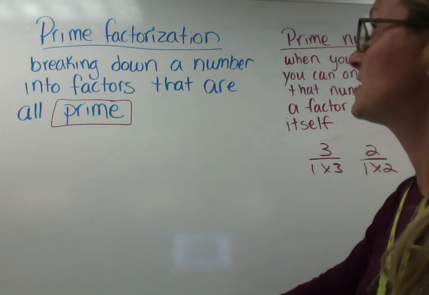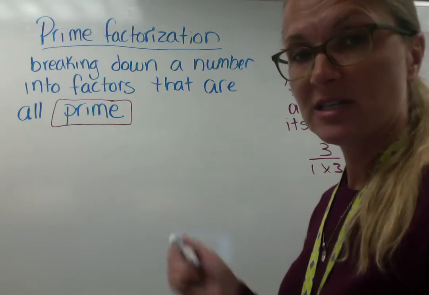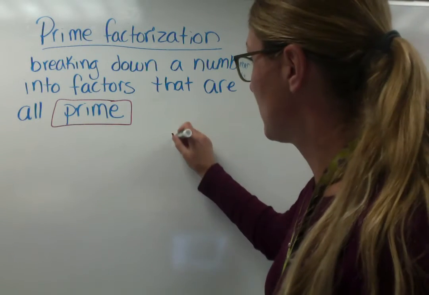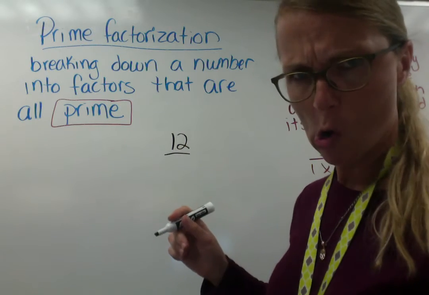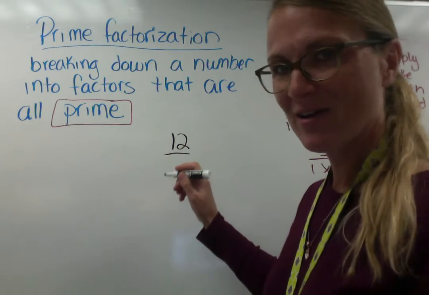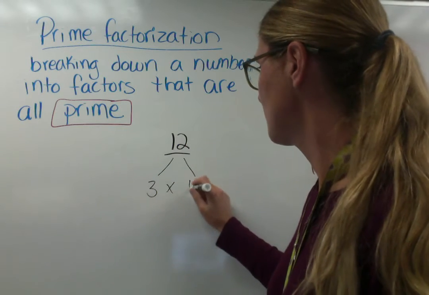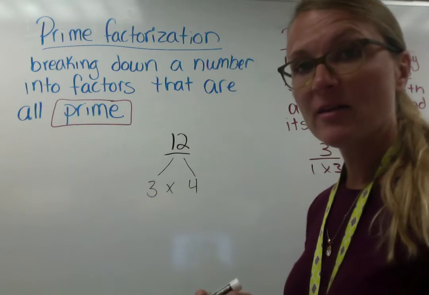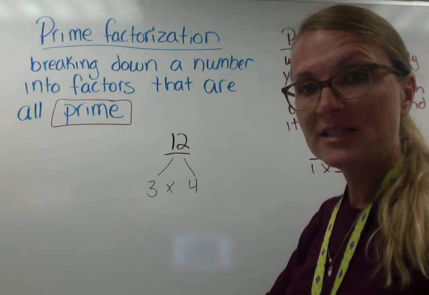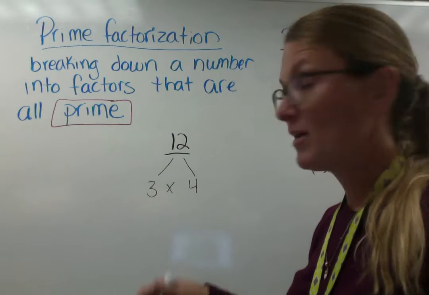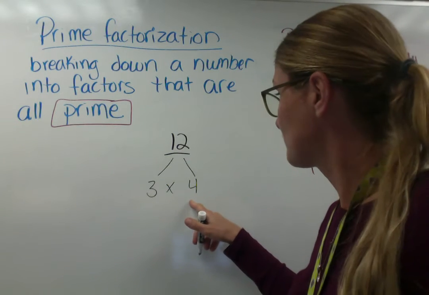So prime factorization is breaking down a number into factors that are all prime. So since we've been talking about 12, let's start with 12. We're going to start with the number 12 and we're going to break it apart into a pair of factors. And we're going to break it apart into 3 times 4. Now basically when I'm doing prime factorization, I want to break down these numbers until the only numbers I have left are prime numbers. So I have to see if either of these numbers can be split apart again.